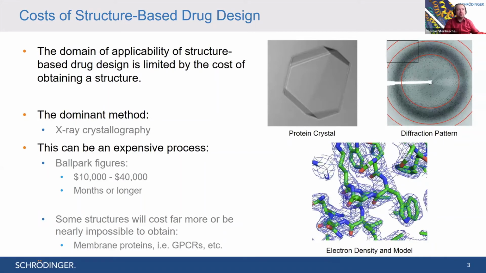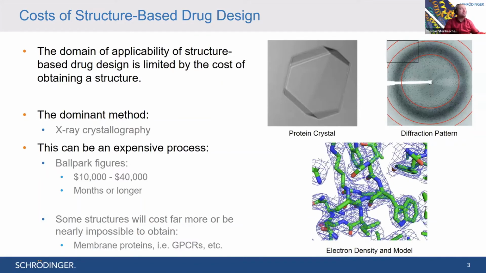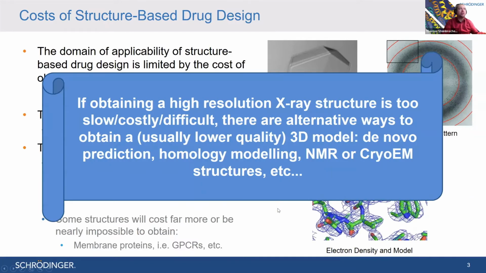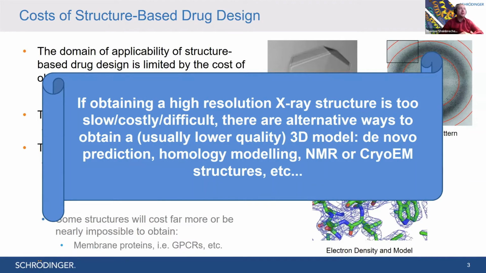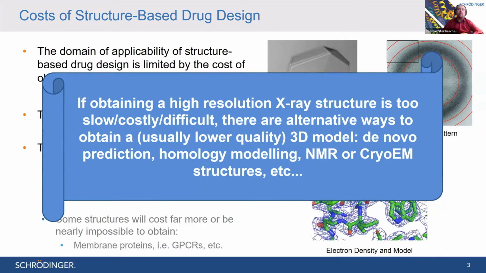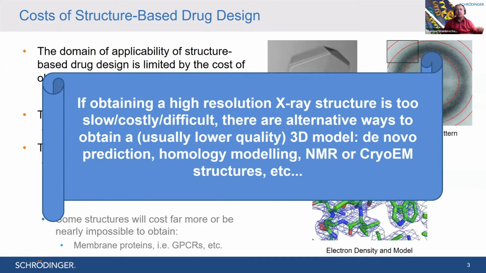However, as of course also everybody knows, and that's probably part of the reason why most of you are here, it's not always possible or cost effective to generate a high resolution X-ray structure for every molecule that you care about. There are alternative ways to obtain 3D models, which I hope is also uncontroversial to say, will usually be of a lower quality than a high resolution X-ray structure. And these can come from full de novo prediction, they can come from homology modeling, from cryoEM or other structure determination methodologies, and so on.